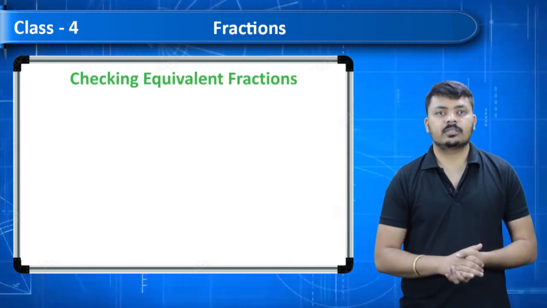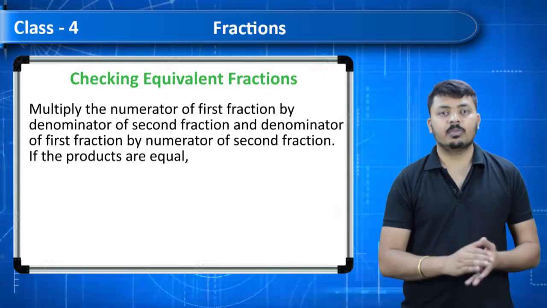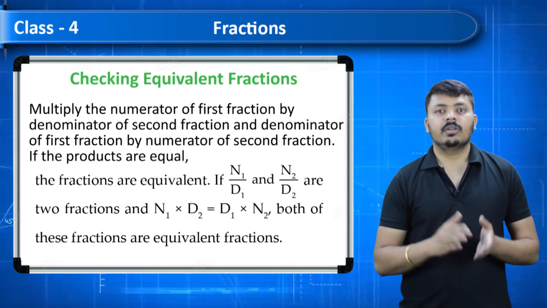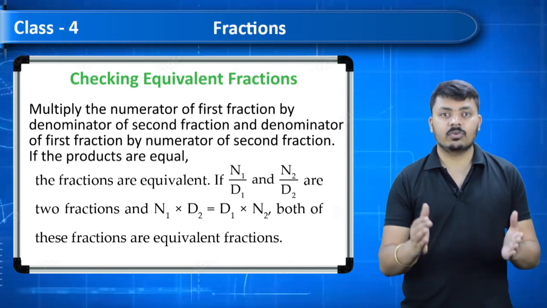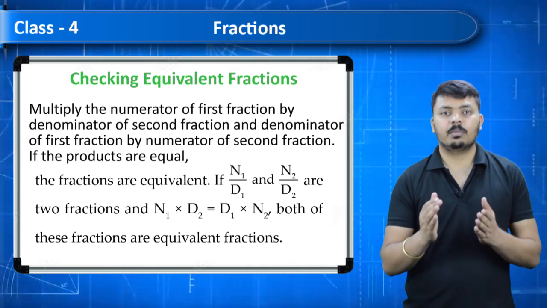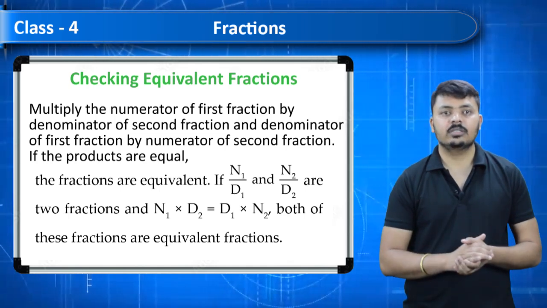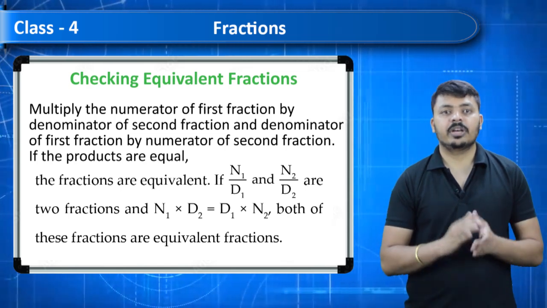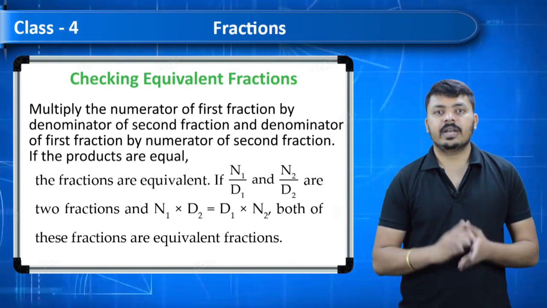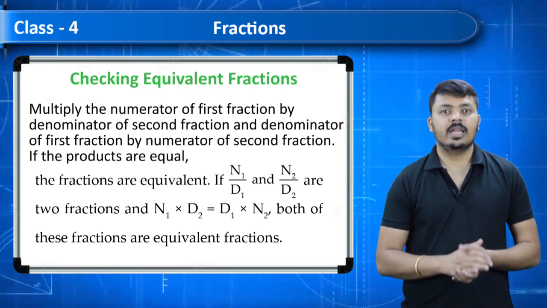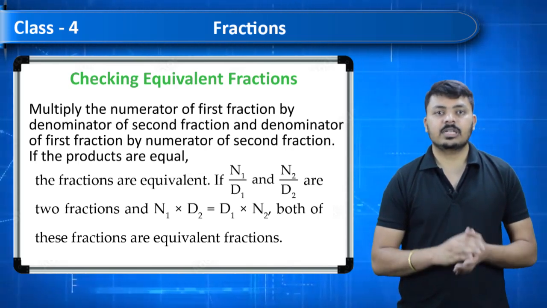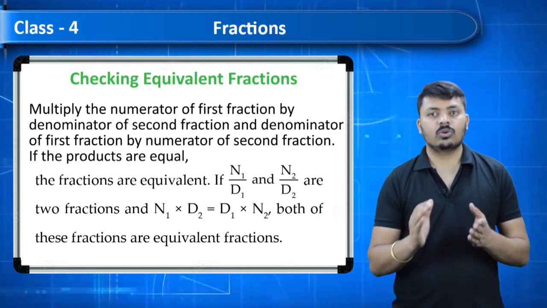Checking equivalent fractions. Multiply the numerator of the first fraction by the denominator of the second fraction, and the denominator of the first fraction by the numerator of the second fraction. If the products are equal, the fractions are equivalent. If n1 upon d1 and n2 upon d2 are two fractions, and n1 into d2 is equal to d1 into n2, both of these fractions are equivalent fractions. This method is called the cross multiplication method.